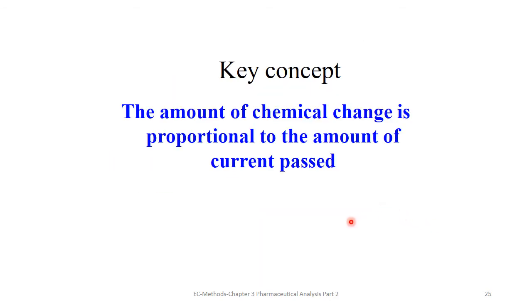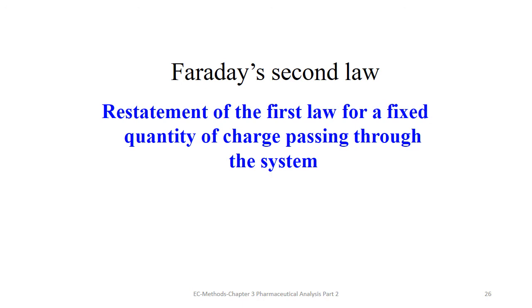The key concept is that the amount of chemical change is proportional to the amount of current passed. Faraday's second law can be stated as a restatement of the first law for a fixed quantity of charge passing through the system.